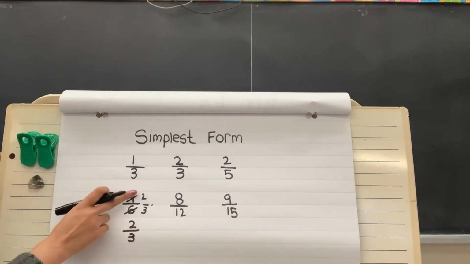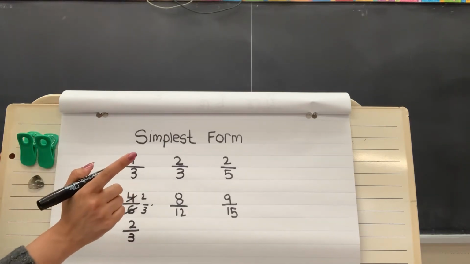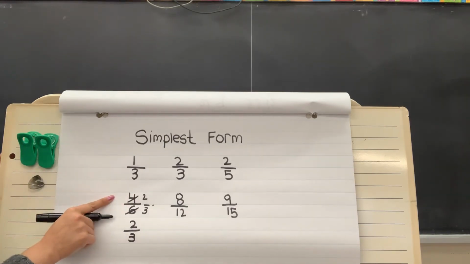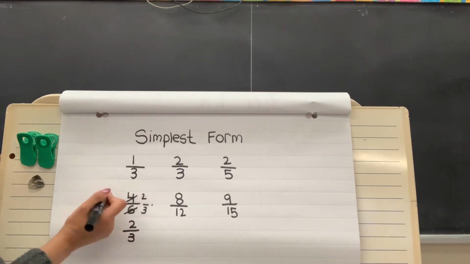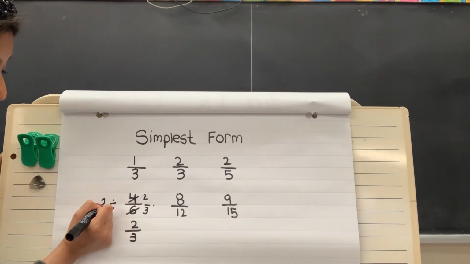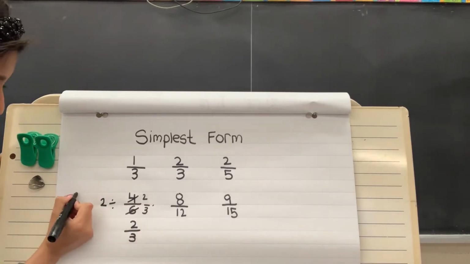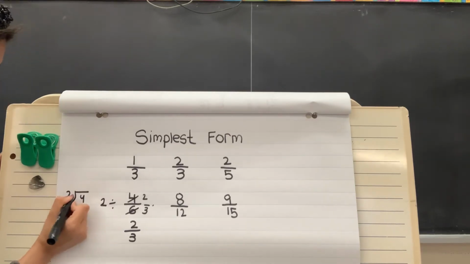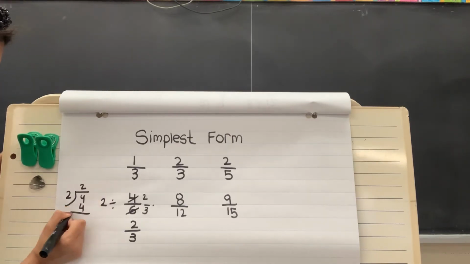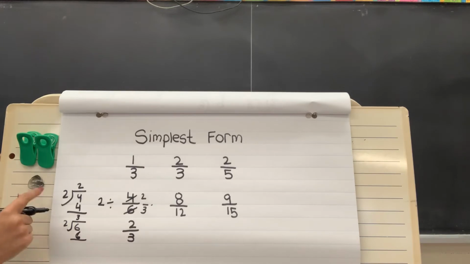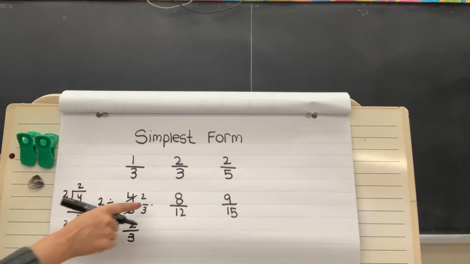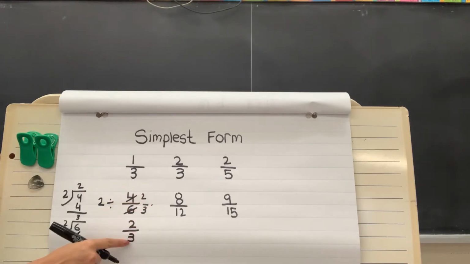Now, so whatever I did to the bottom, I did to the top. I divided my 4 and 6 by 2, using the 2 times table. Okay, so I did this: 2 times 2 gives me 4, and 2 times 3 gives me 6. Whatever I did to the bottom, I did to the top to simplify my fractions.